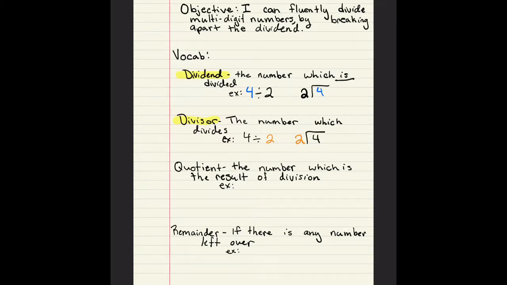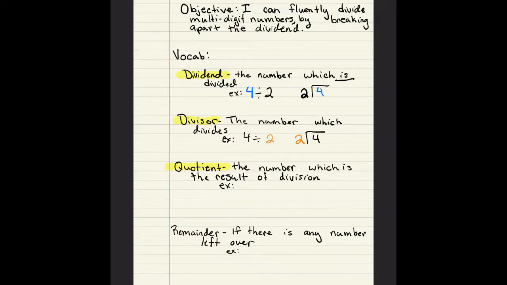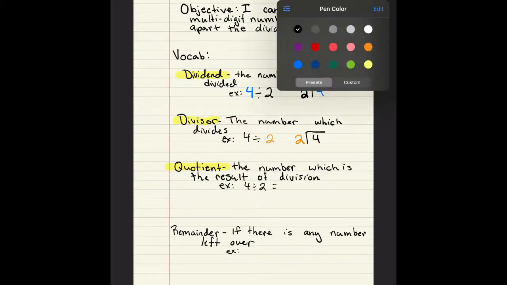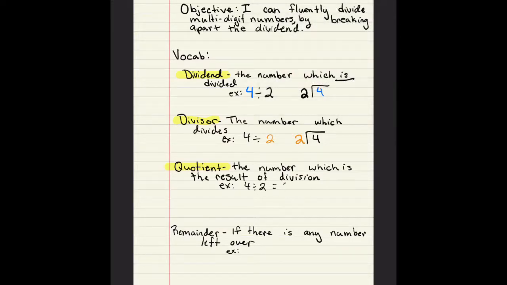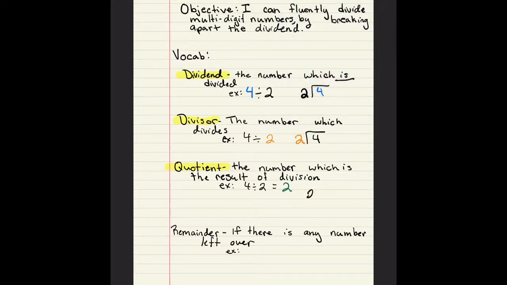And then we have quotient. So quotient is the number which is the result of division. Simply put, it's the answer you get after you divide, right? So if we have 4 divided by 2, we know the answer is 2. And if we were to set that up, it would be 2 dividing 4. And we know we can multiply by 2, it gives us 4 and 0. So our quotient is 2.